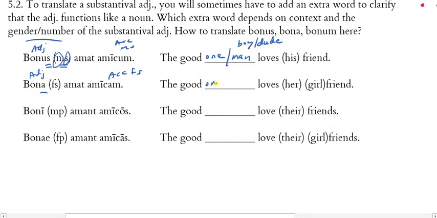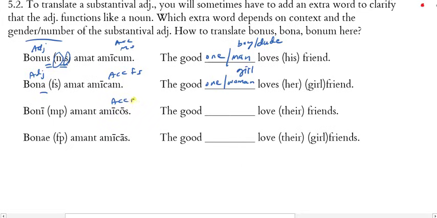Now, I could say the good one to specify the singular, but that doesn't give me the feminine representation, does it? So I could also say, if the context is clear, the good one, and you already understand I'm talking about a woman, but I could also say the good woman. Or if in the context we're talking about young women, I could say the good girl or the good dudette. All right? Now on the third example, boni amant amicos.